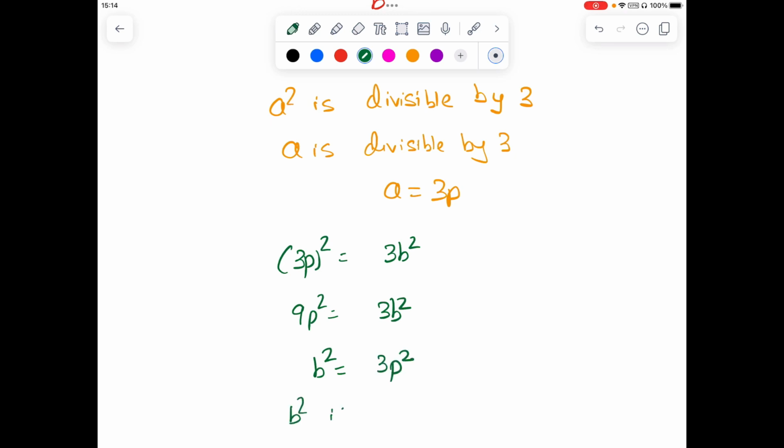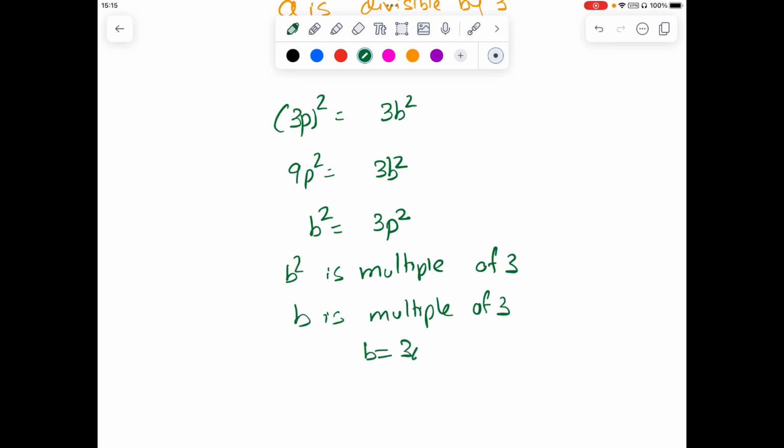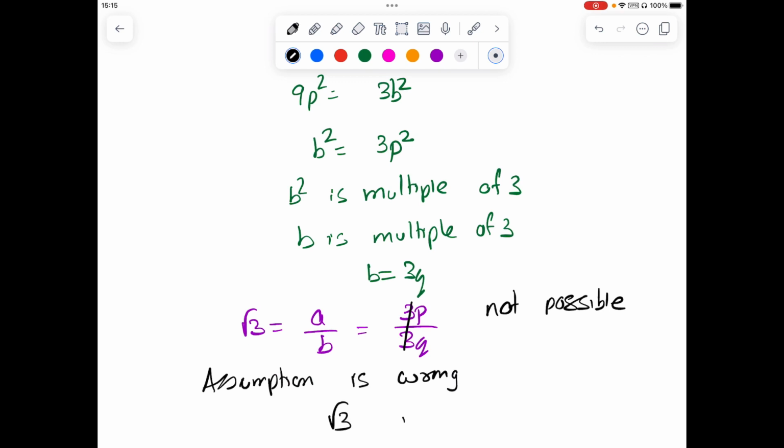It means b square is a multiple of 3, which means b is a multiple of 3. So b equals maybe 3q. But what we assumed was that root 3 was a upon b in the simplest form, which we cannot simplify further. But I got 3p upon 3q, so it can be simplified, which is not possible. So therefore the assumption is wrong, and root 3 is irrational.